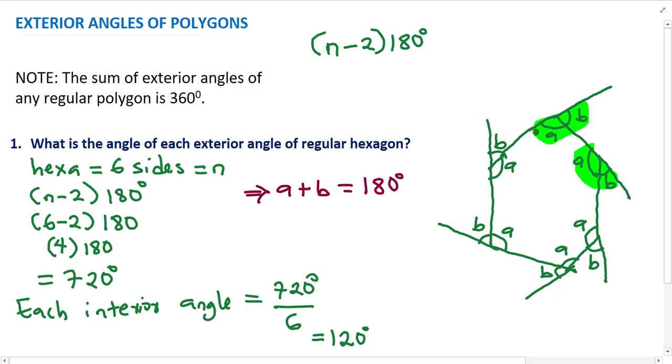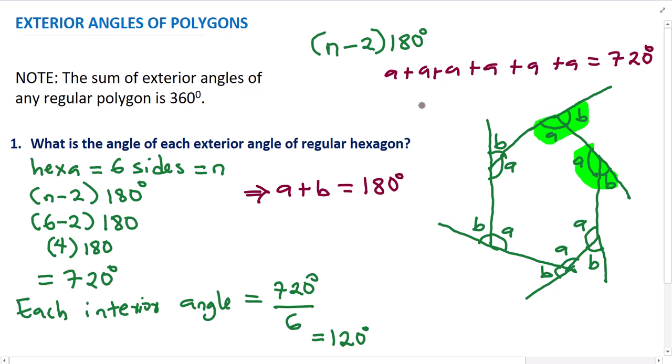So angles on a straight line sum up together to give you 180 degrees. But we know that A is the interior angle and B is the exterior angle. And what is 120? 120 is A, because we say for each interior angle, not as an entity. It simply means that A plus A plus A plus A plus A, this is 1, 2, 3, 4, 5, plus A is equal to 720 degrees.